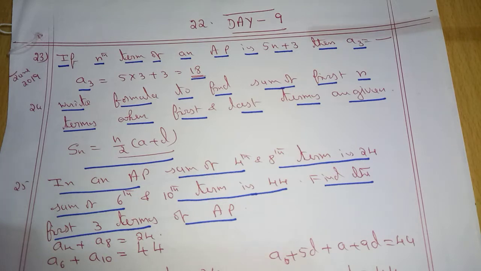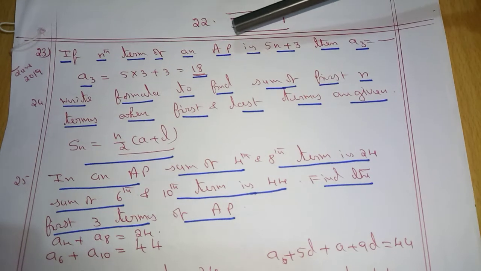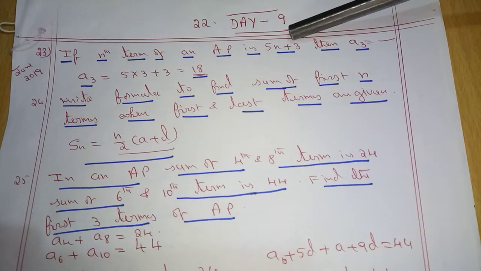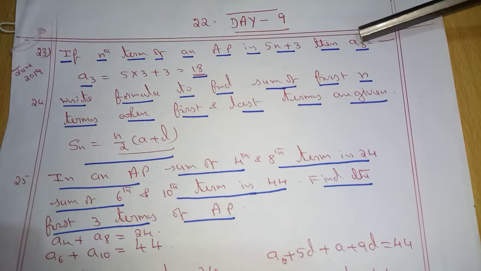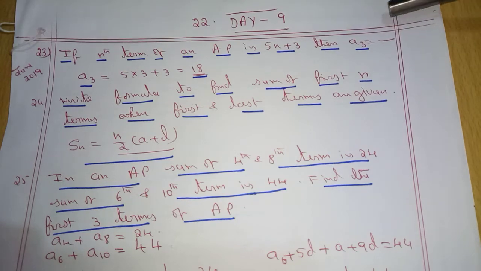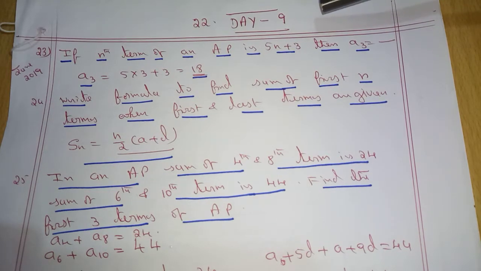Okay. Now let us come to our topic. Shall we copy the question? If the nth term of an AP is 5n plus 3, then the third term A3 is. It's an MCQ question that appeared in the June 2019 annual paper.